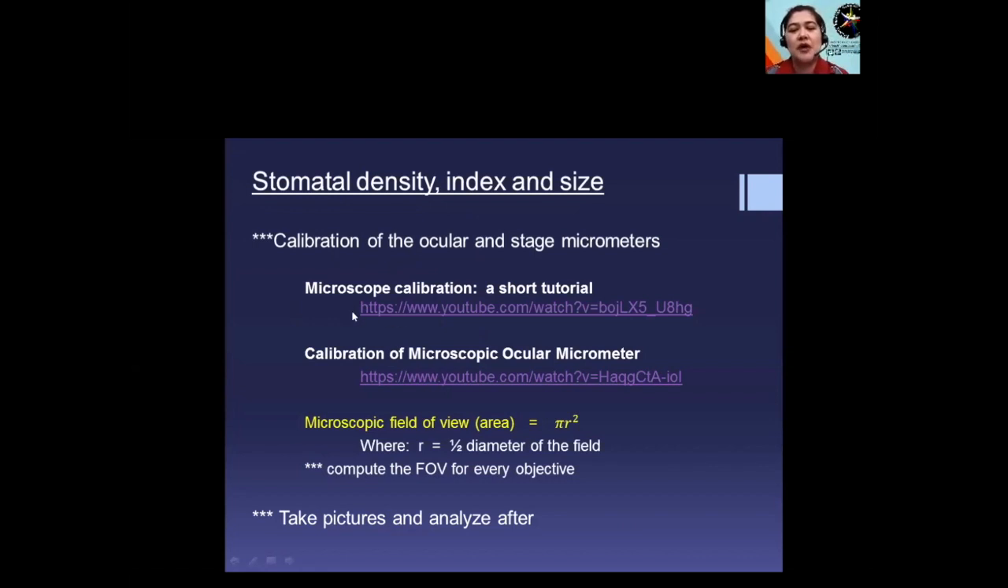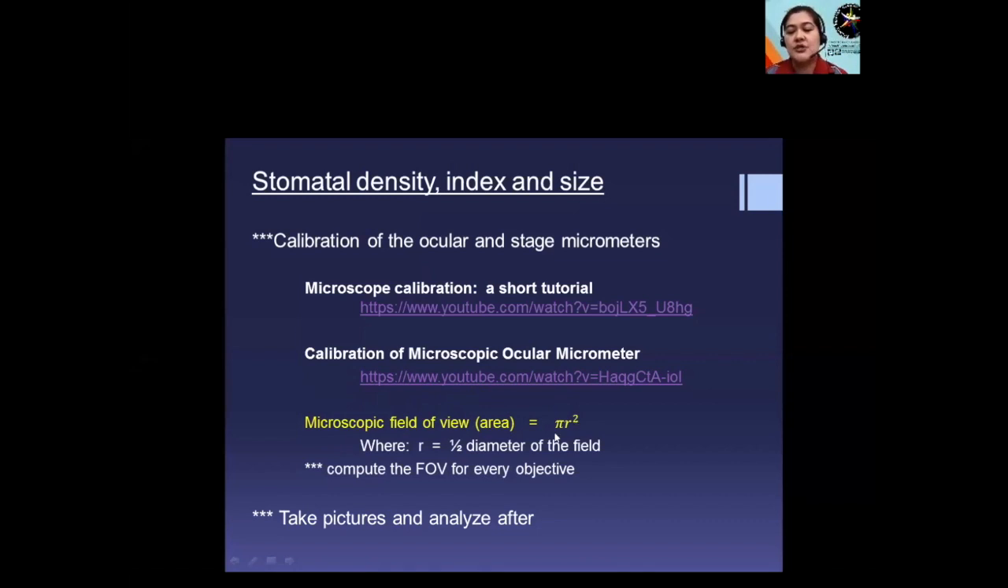So nagbigay na po ako ng links dito so that you could already watch the tutorial, some of which would be 15 minutes long, some would be 20 minutes long, but then I recommend this too. Okay? Sinama ko na rin po dito yung pag-compute natin ng field of view because this is a very important aspect for your density and index, yung field of view natin. So the formula is similar to that of measuring the area of a circle. So you have 2 pi r.